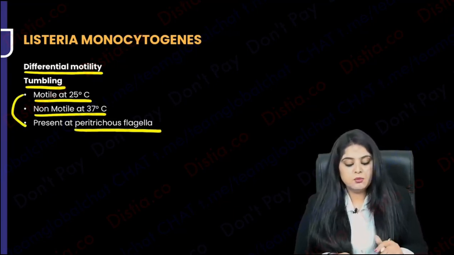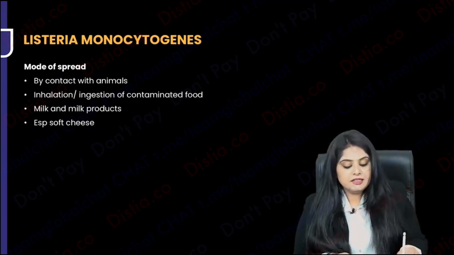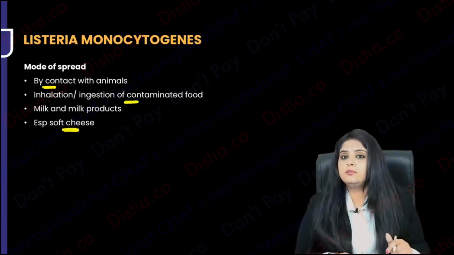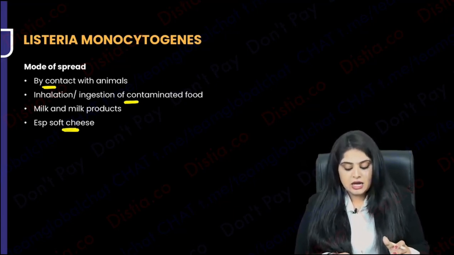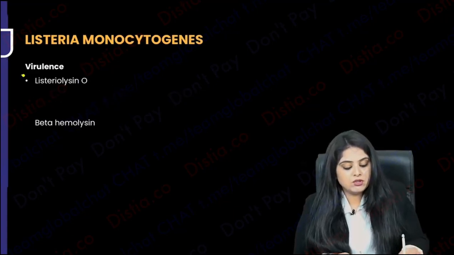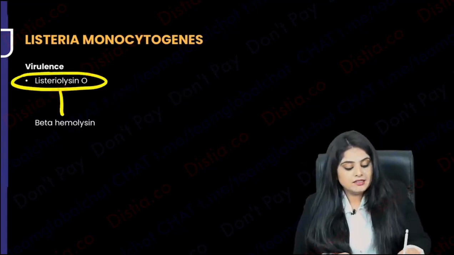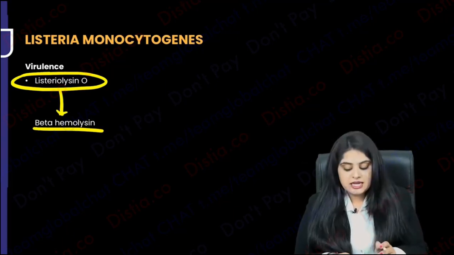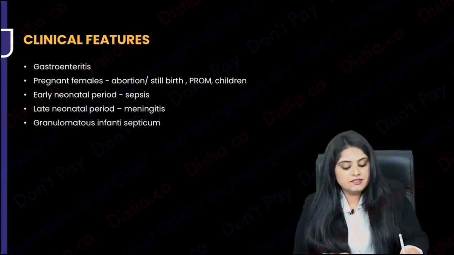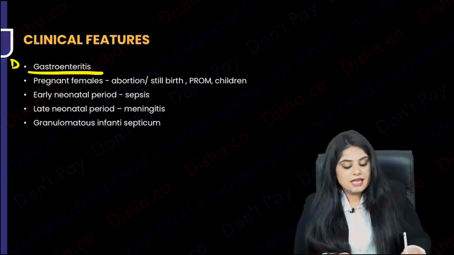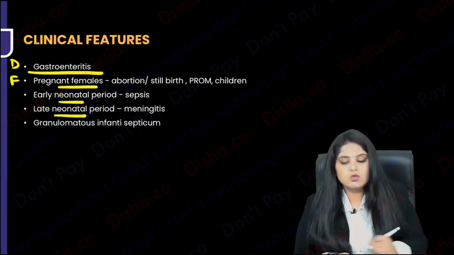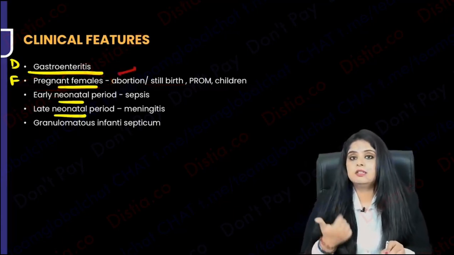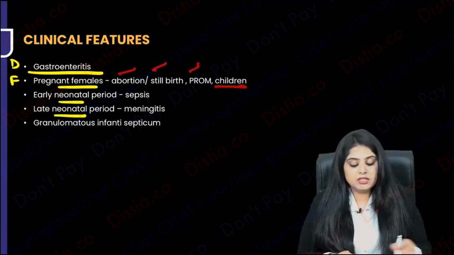Next, if I ask you what the modes of spread are, you had said all the CCC. Either it is by contact with animals, or by contaminated food, or by consuming all the cheesy products. Now, when I ask you what is going to be the virulence factor, I have already told you it is listeriolysin O, and listeriolysin O is going to show you beta hemolysin properties also. So B was for beta hemolysis. Now, if I ask you what are the clinical features, I told you, D said diarrhea. This patient is going to have diarrhea. And F, I told you, all the female and their children's problems. So females, of course in pregnancy, it will result in stillbirth, abortions, premature rupture of membranes, and what is the problem in their children?